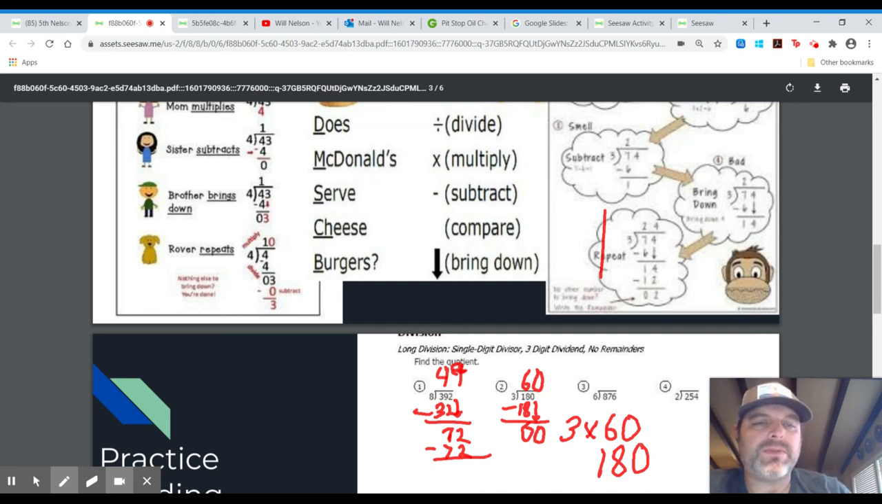So just be really careful when you're doing that. If you do have a 0 and you bring it down, you have to try to divide, okay? That's a rule.